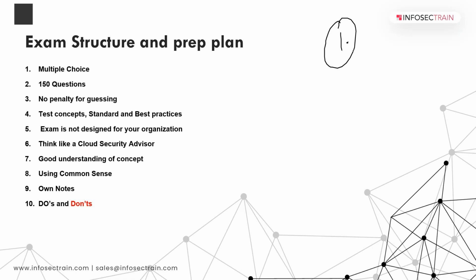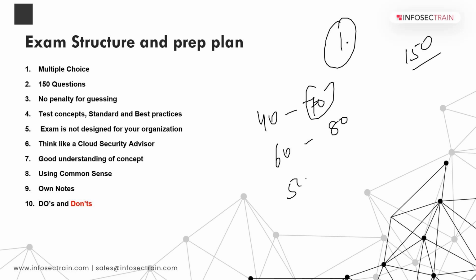Now how are you going to target? Because you are going to get 150 questions, you have to segregate. Initially, for 40 questions, you can target approximately 70 minutes. This is time management I am talking about. Then next, for 60 questions, you can target approximately 80 minutes. And for the rest, your 50 questions, you target 90 minutes.